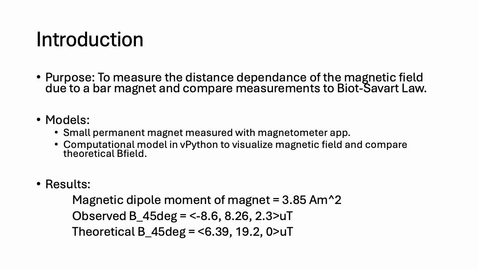By the end of the lab, we saw that the magnetic dipole moment of our chosen magnet was 3.85 amps meters squared. For a 45-degree B measurement, we saw that the theoretical was pretty close in one direction, but in the y direction it was nearly double of what it should have been, and that's probably due to some interference or accuracy of measurements.